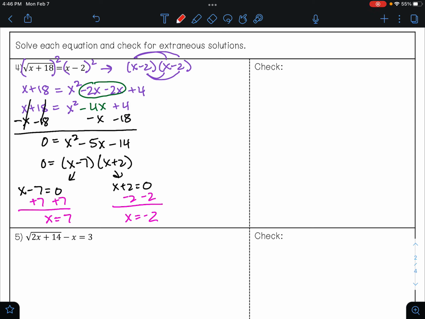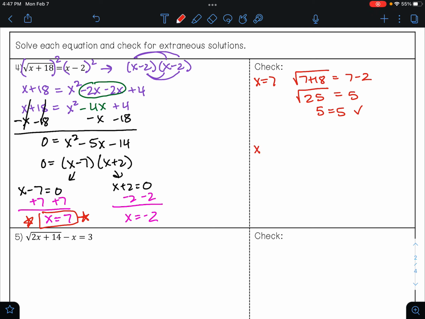If they both work, meaning they get true statements for each check, then you would have both of those as your solutions. So let's see what happens. I'm going to start off by checking x equals 7. So when I check that, I'm going to have the square root of 7 plus 18 is equal to 7 minus 2. 7 plus 18 is 25. 7 minus 2 is 5. The principal square root of 25 is 5. 5 equals 5. That is a true statement. So 7 is a solution.